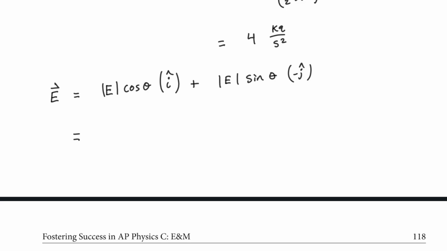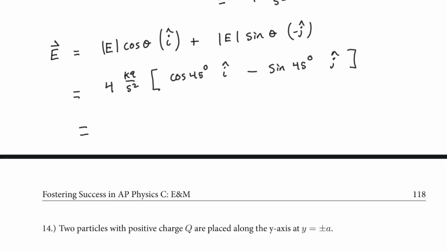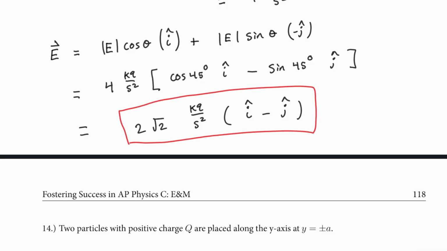So this is a square, so we can work this out very nicely. So the 4kq over s squared factors out of everybody, and we'd get a cosine 45 degrees i hat minus a sine of 45 degrees j hat. And this is root 2 over 2 for both of these. So I could just factor out root 2 over 2 for both of these, and I'd get 2 square root 2 kq over s squared times the unit vector combination i hat minus j hat. So kind of ugly, but alas, I did not chicken out, and we actually did this.